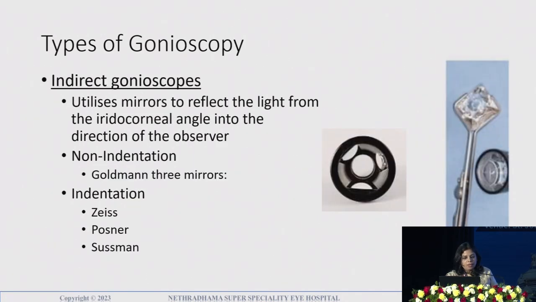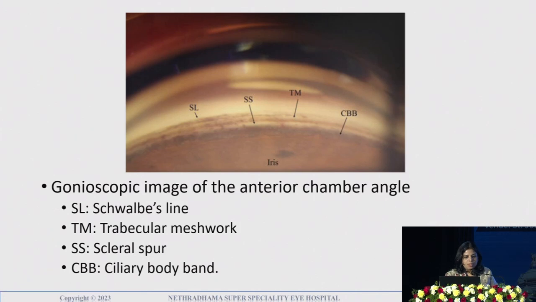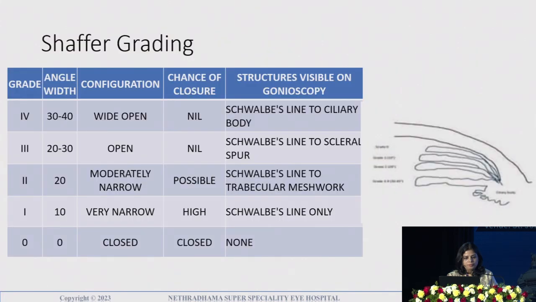Coming to the indirect gonioscopy, it utilizes mirrors to reflect the light from the iridocorneal angle into the direction of the observer. Different types of lenses used here are the Zeiss, Posner, and Sussman lenses. So we explain the procedure again, and while doing the gonioscopy, we have to visualize from anterior to posterior. First is the pigmented Schwalbe's line. After that comes the pigmented trabecular meshwork, followed by the scleral spur and the grayish ciliary body band.